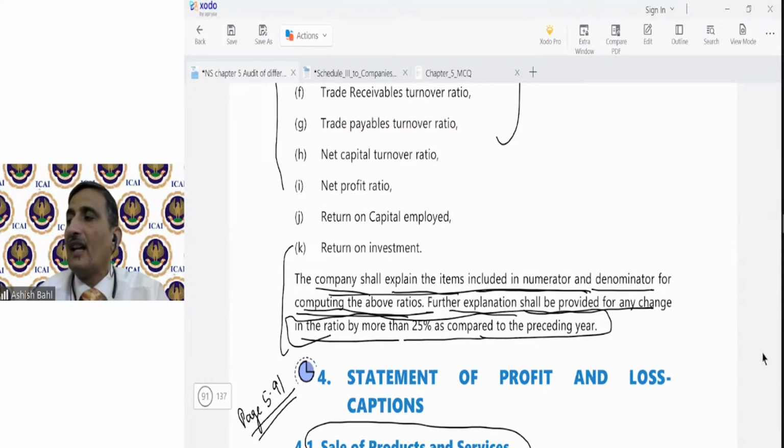Okay, so if there is variation in ratio as compared to last year by more than 25%, then that has to be stated. So this point is important.